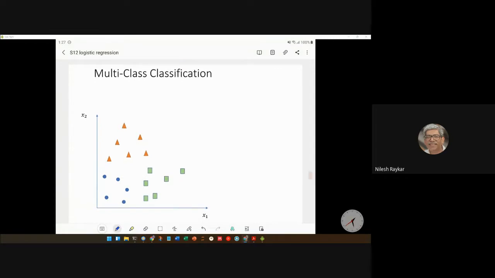Okay, so at the beginning of the class, I said that logistic regression, which is essentially a binary classification algorithm, can be used to classify multi-class classification problems as well. As shown here, there are some triangles, squares, and dots, and you want to classify them using the binary classifier. So how do we handle multi-class classification using a binary classifier? That is the question.